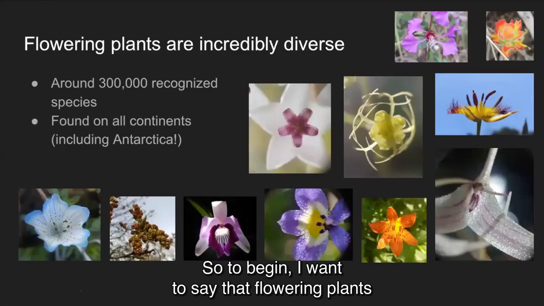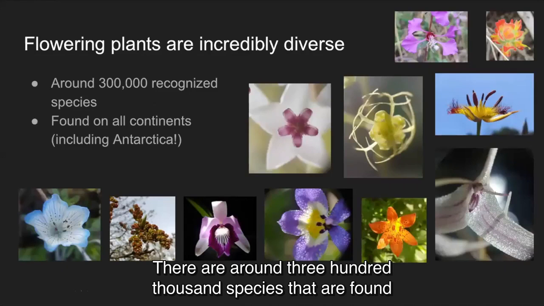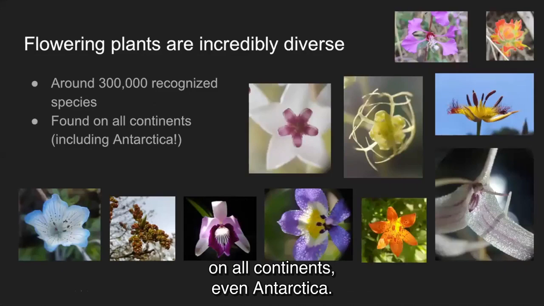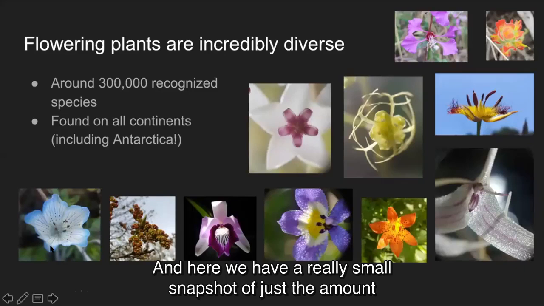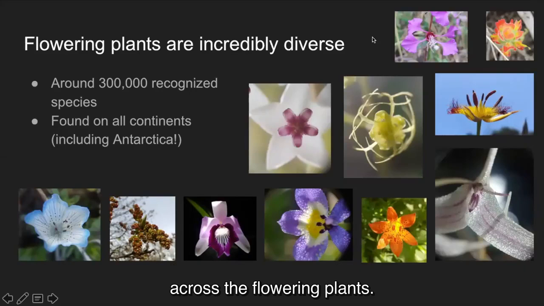So to begin, I want to say that flowering plants are incredibly diverse. There are around 300,000 recognized species. They're found on all continents, even Antarctica. And here we just have a really small snapshot of the amount of diversity, both in form and in color, that you can see across the flowering plants.